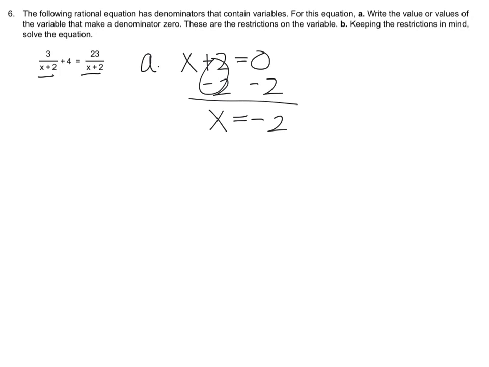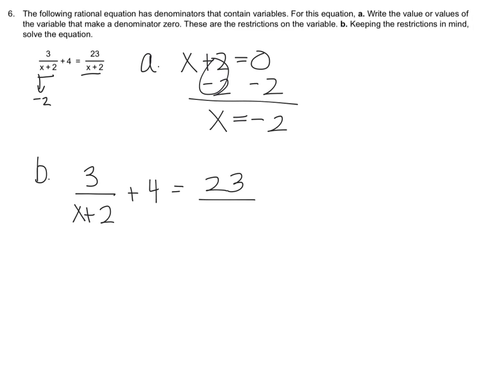So this tells me when x is negative 2, my denominator goes to 0. And I can't have a denominator of 0. So negative 2 is called a restriction on the variable. In other words, x cannot equal negative 2. Now I'll solve Part B. We're going to solve the equation for x.